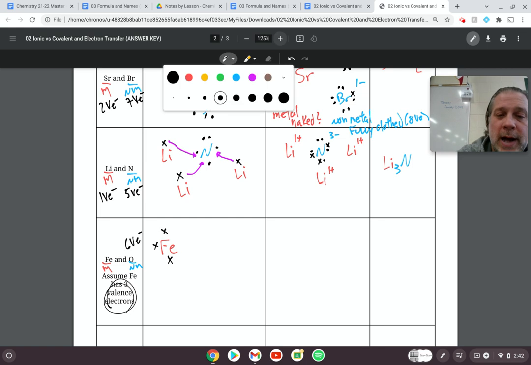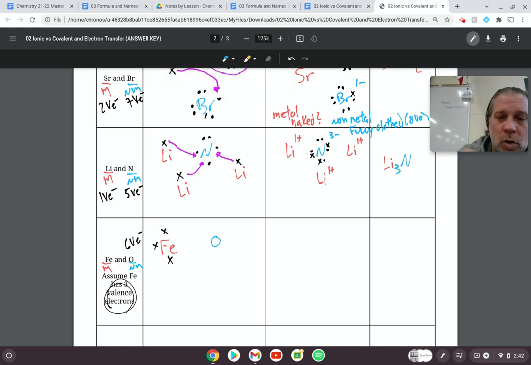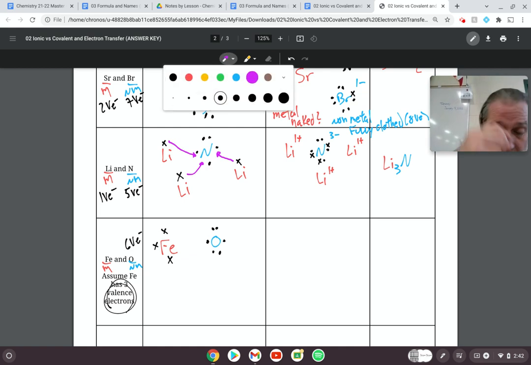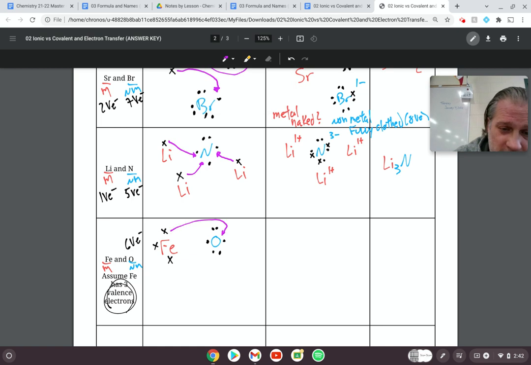And I'm going to draw 1 oxygen with its 6 valence electrons. Top, bottom, left, right, and I'm going to double up the top and the bottom. The next thing I'm going to do is show transfer. So one of these electrons from iron is going to go to this oxygen, and one of the electrons from iron is going to go to this oxygen. Doesn't matter which one. It just has to transfer.